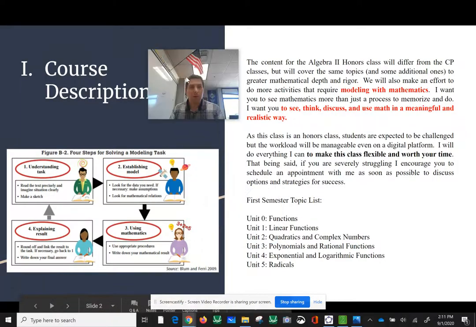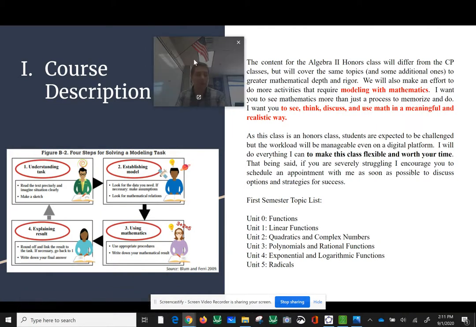So first off, the course description. What's going to distinguish this class from a regular Algebra 2 trig class is that we're emphasizing modeling with mathematics, meaning we want students to use mathematics to represent different things in real life. The modeling part is a little bit harder, but there's also a problem-solving aspect of it because a pathway isn't always known when you're modeling a problem.